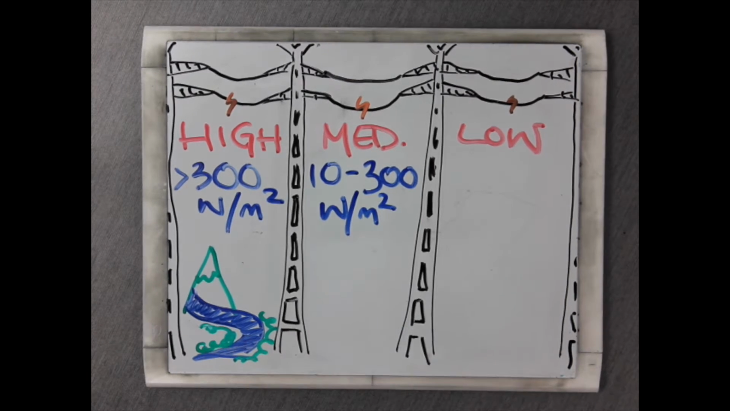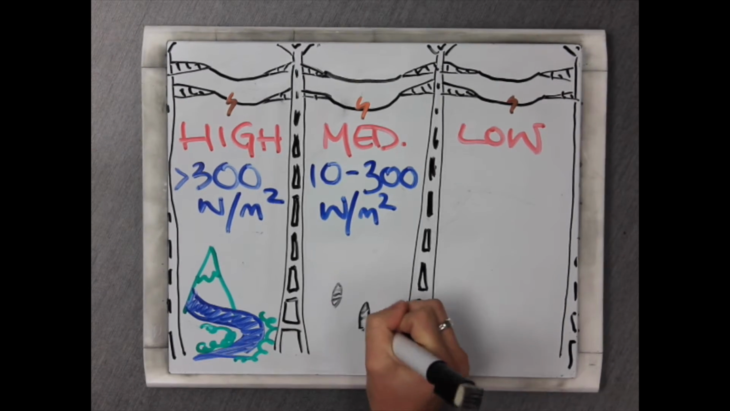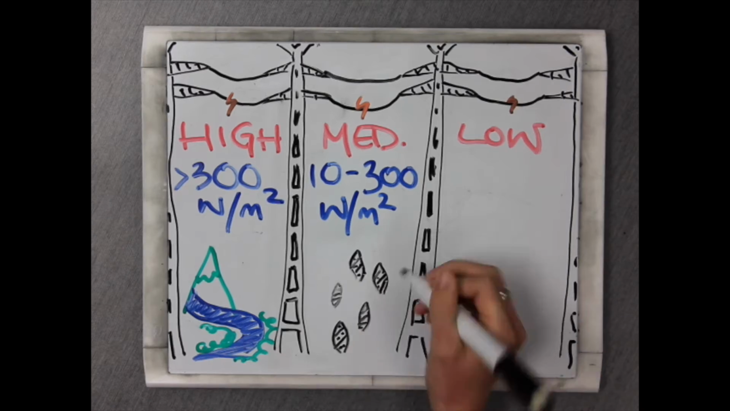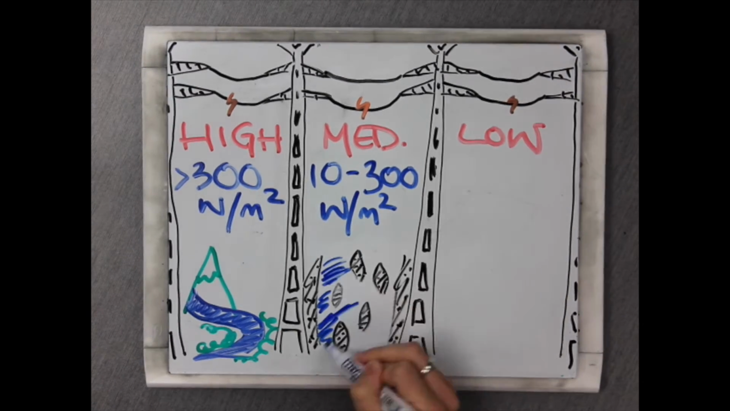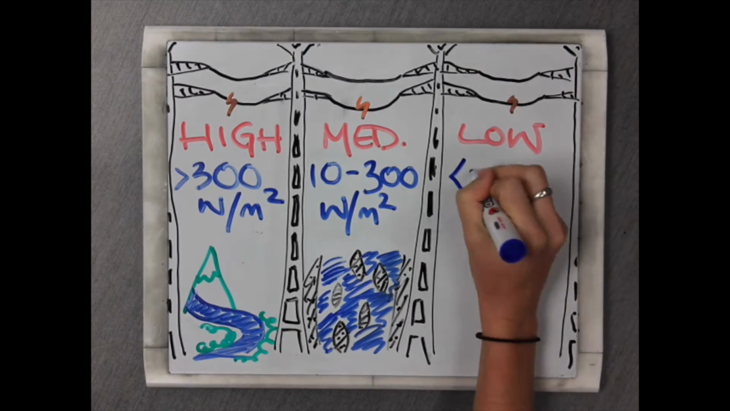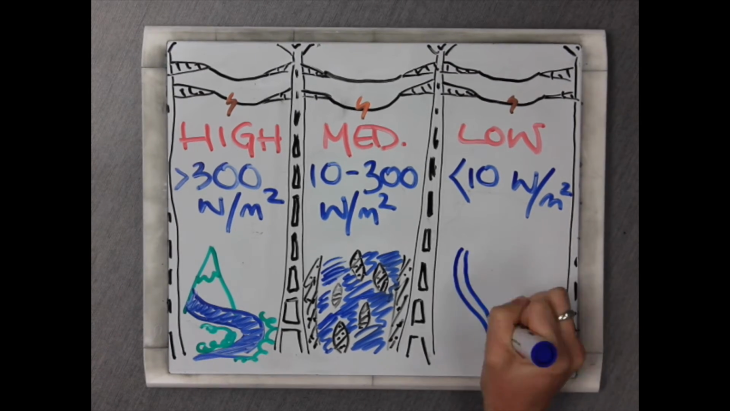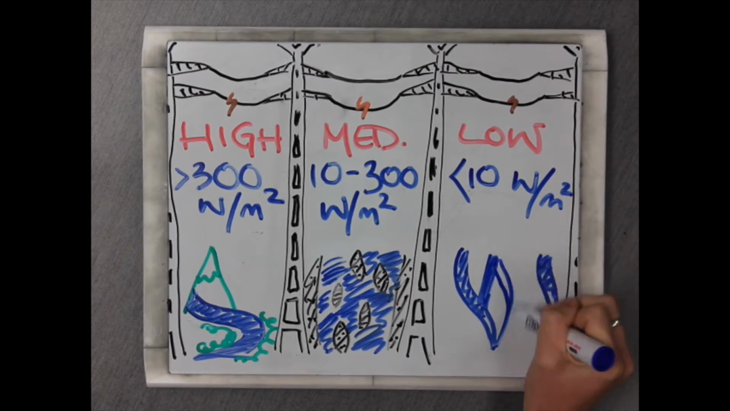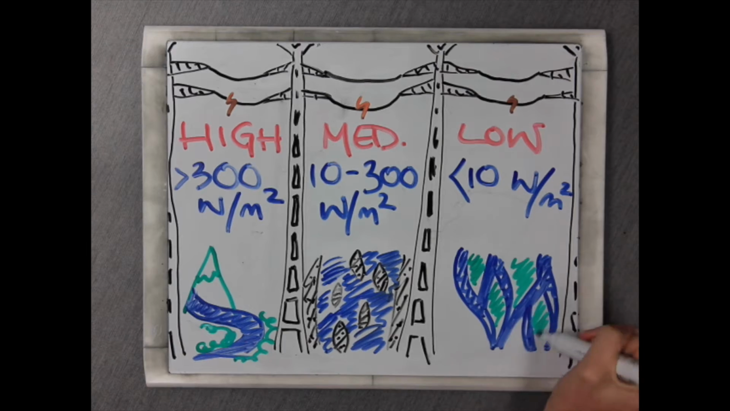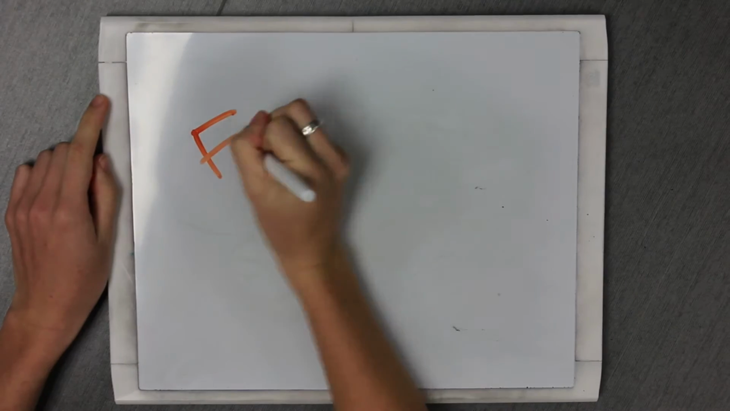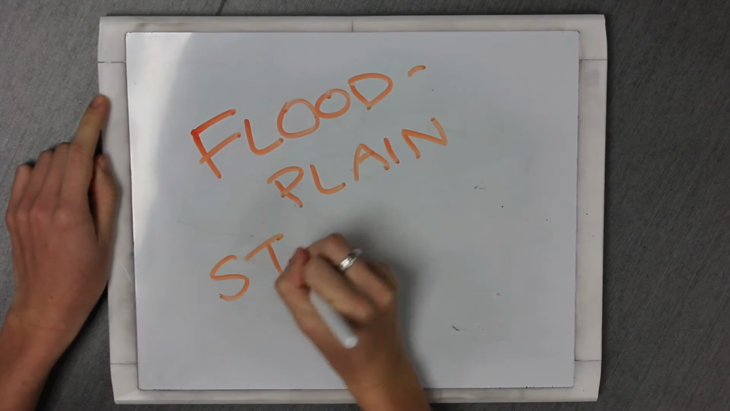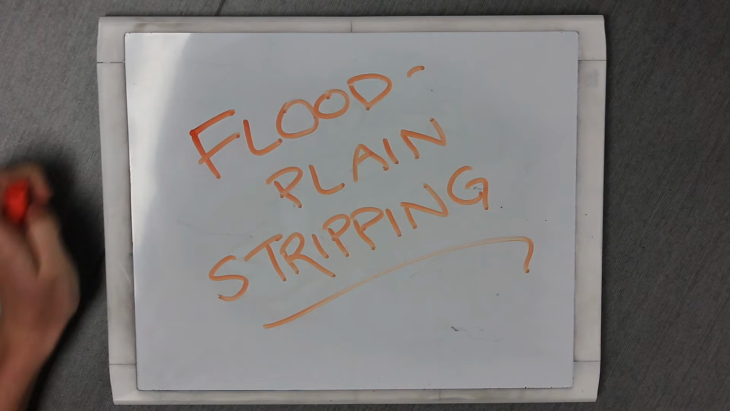Medium energy systems sit at an energy between 10 and 300 watts per meter squared, and are commonly associated with braided and meandering rivers. Anastomosing rivers are the main type within the low energy category, with an energy of under 10 watts per meter squared. Floodplain stripping involves the reworking and stripping of the floodplain.